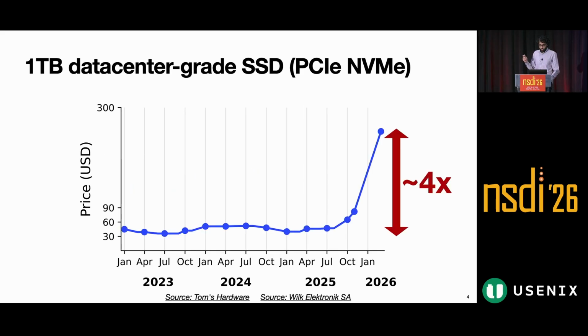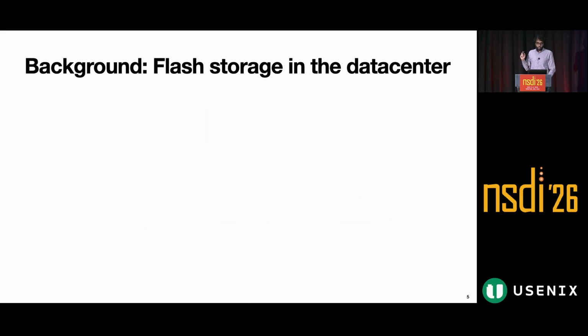Fast forward to today, it's about 4 times that, getting closer to 300 US dollars because of high demand of AI workloads which are very memory and storage intensive. So clearly SSDs and flash storage in general is a very precious and expensive commodity which is very hard to procure today. So we want to look at how is it used in data centers today, and are we making effective use of this resource?